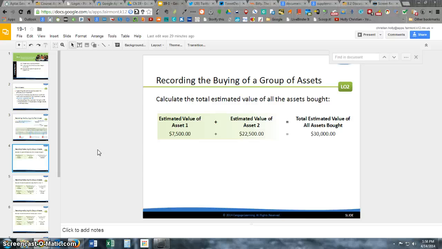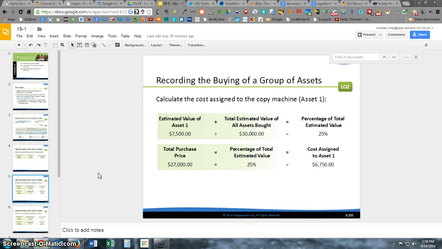So we have two assets here. The first one is valued at $7,500. The second one is valued at $22,500 for a total of $30,000. That's their estimated value. But what we paid for them was not $30,000. We paid $27,000 for those two assets.